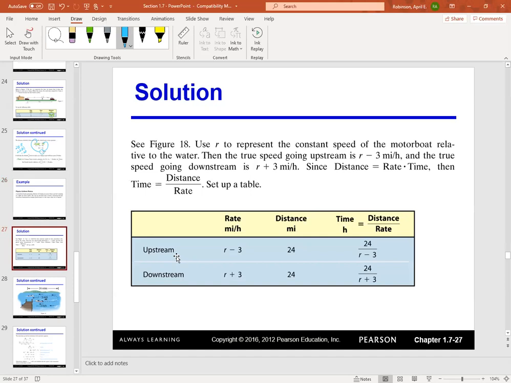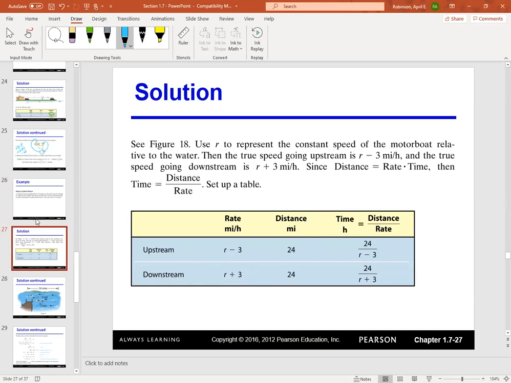So we'll let R be the rate of the motorboat. But if the motorboat is going upstream, its rate is going to be reduced by the current, which was 3 miles per hour. If it's going downstream, it's going to be increased by the current. It's going to speed them up a little bit. So that's R plus 3.